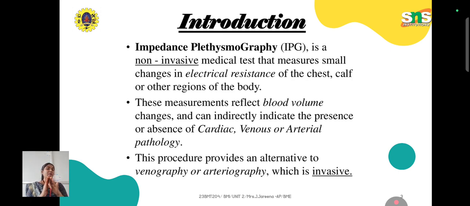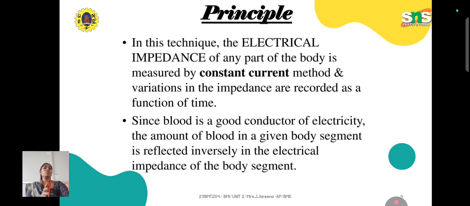Here we are not going to make any incision. We will just assess the blood volume changes, which in turn give the inference about any pathological or physiological indications. Okay, so let's see what the principle is.